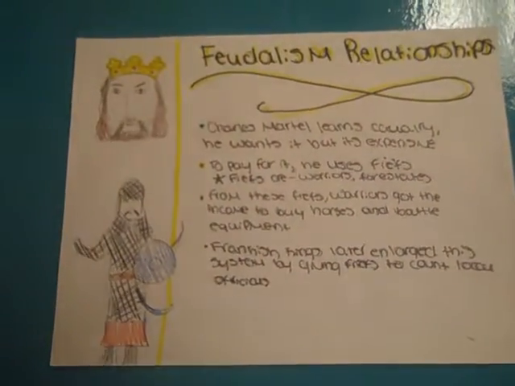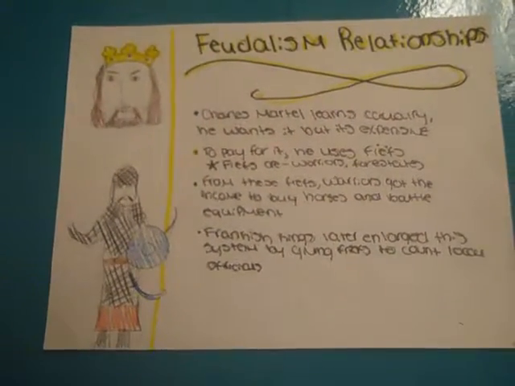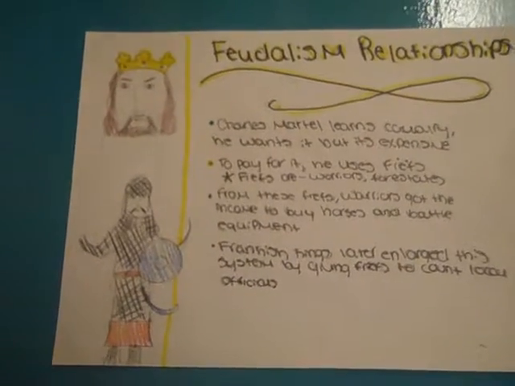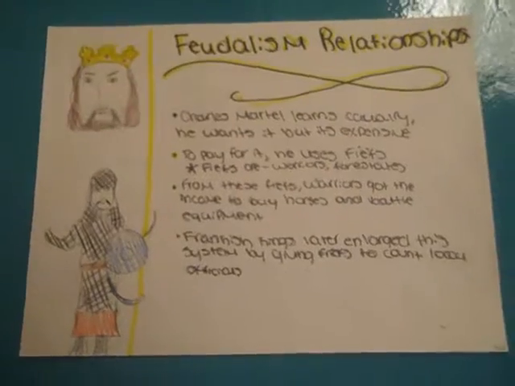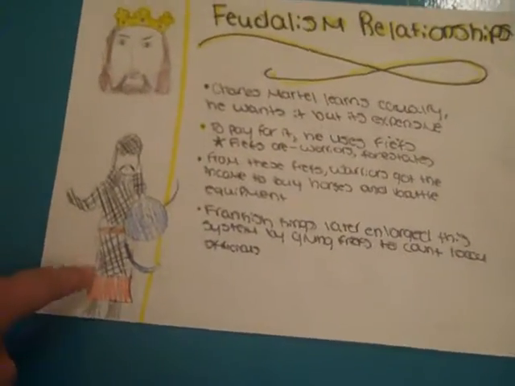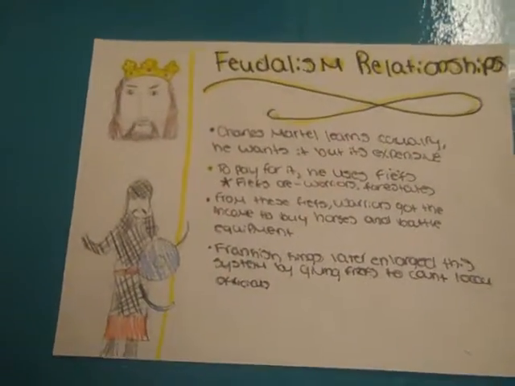Feudalism relationships. Charles Martel wants cavalry, but it's expensive. To pay for it, he uses fiefs. Fiefs are warriors. Below, you will see a fief. Above is Charles Martel.